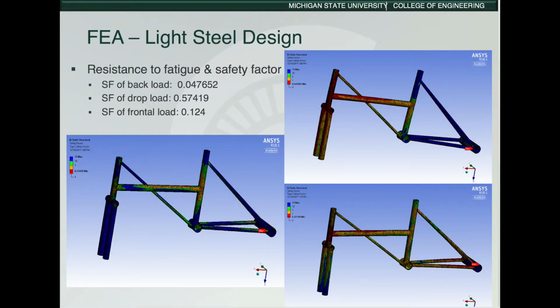Additionally, we analyzed the resistance to fatigue and the associated safety factor as shown below. From these graphs, we can see that the frame will have the highest resistance to fatigue in the drop load scenario. When there's a load applied from the back, the frame is most likely to fatigue and buckle because it had the smallest safety factor.